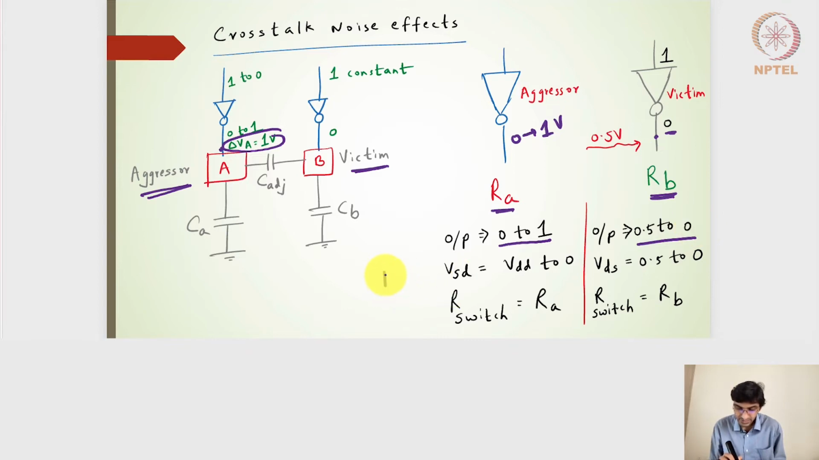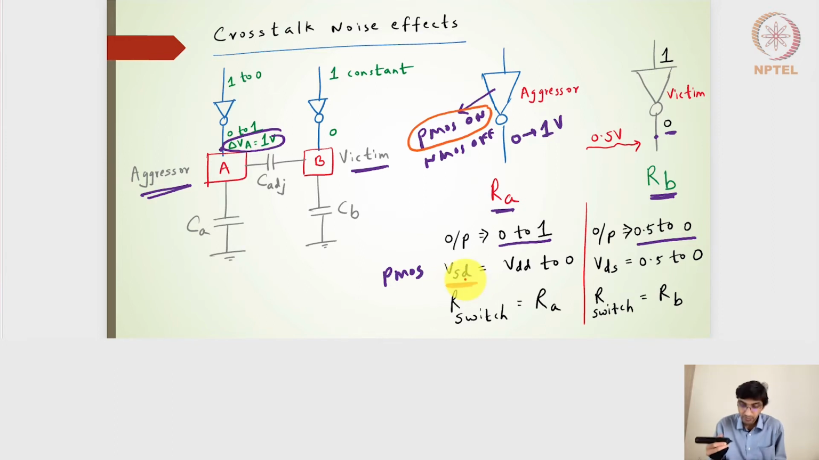In this case, because it's a PMOS on the A side, it is a PMOS transistor which is making this change from 0 to 1 volts at the output side. So if I consider the inverter here, the PMOS is on and the NMOS is off, right? And that's the reason why we are getting the output voltage from 0 to 1 volts. So if the PMOS is on, the switching resistance is with respect to the PMOS transistor.